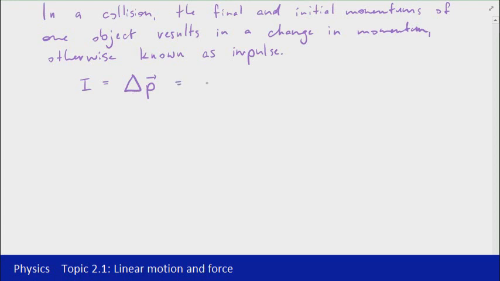So change in momentum is simply the final momentum minus the initial momentum. We can then expand that and look at the fact that the final momentum would simply be mass times final velocity, mv, and the initial momentum would be mass times initial velocity, mu. And so the change in momentum, or the impulse, could then just be calculated by looking at mass multiplied by the change in velocity, so m(v minus u). So we could use that as an equation.